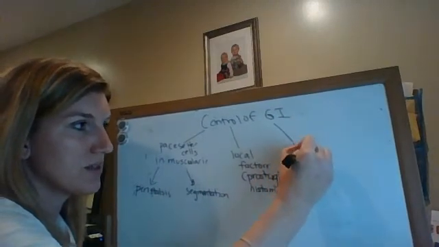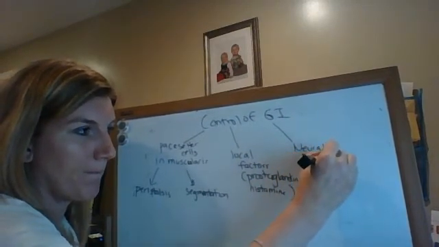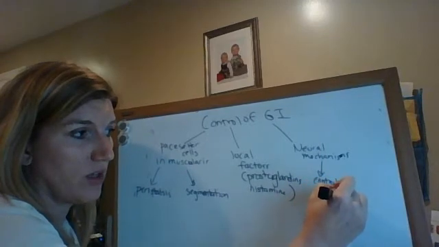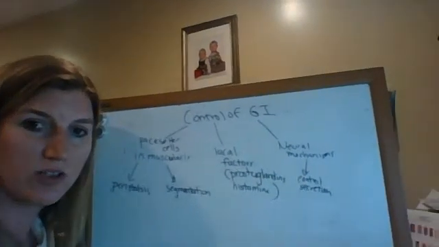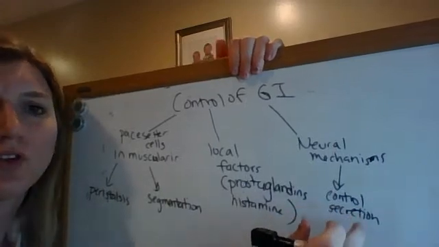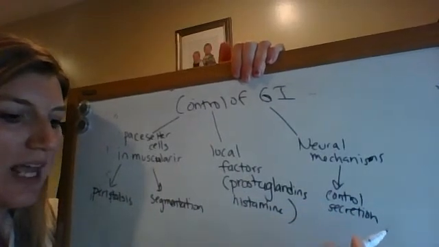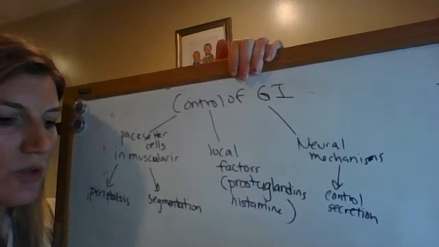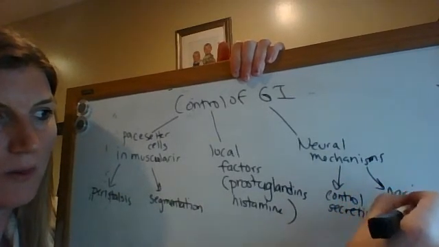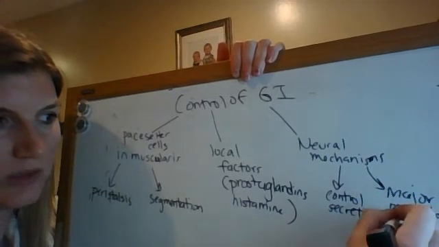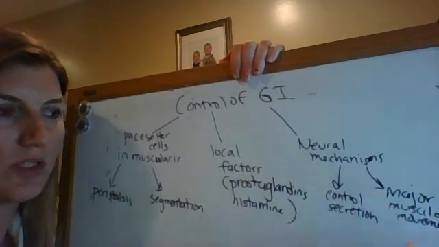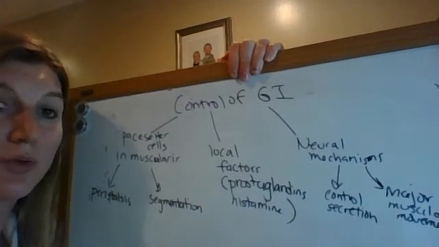You also have neural mechanisms. And these neural mechanisms are going to help control secretion of various hormones, secretion of digestive enzymes, lots of secretion, and it's also going to help control major muscular movements, like bowel movements and things like that, right? When you're passing major food through, especially the large intestine.